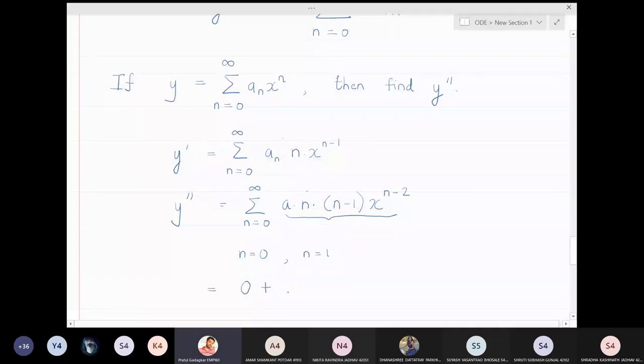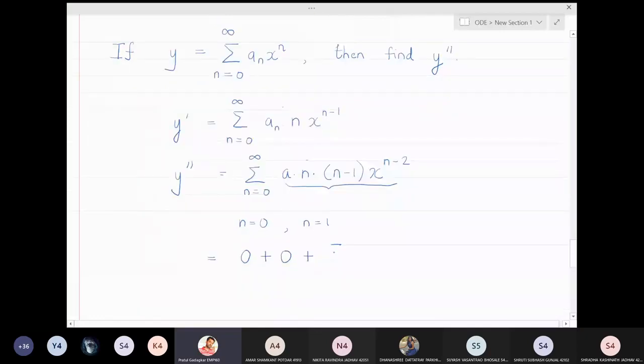So in this summation, n equal to 0 and n equal to 1 contribute nothing, and from n equal to 2 onwards everything will remain in the addition. So n equal to 0 and 1 are of no use because the expression becomes 0. So I will say n goes from 2 to infinity of a n into n into n minus 1 into x raised to n minus 2.